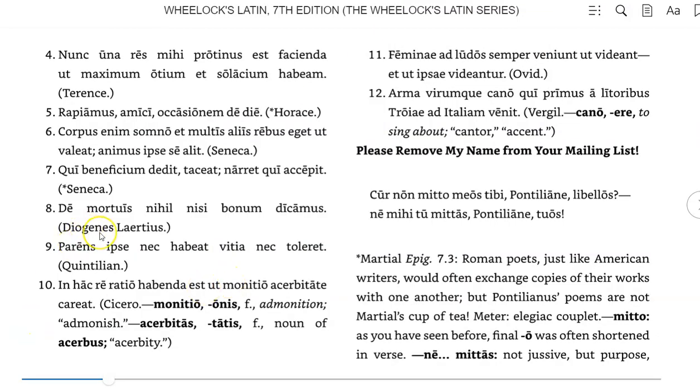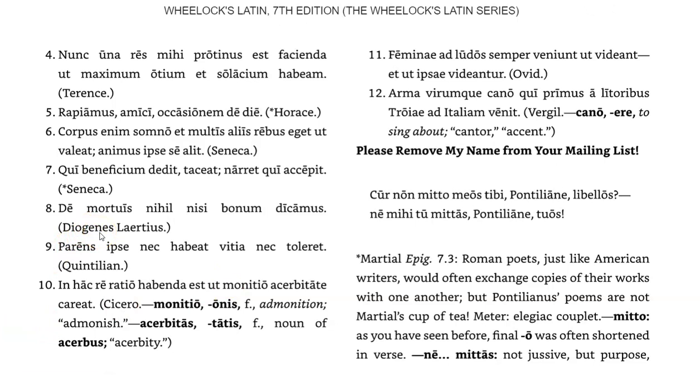Number 9, here was some Diogenes. We don't have much of him in this book. Nice to have this for a change. Literally, about the dead, nothing except good, let us speak.